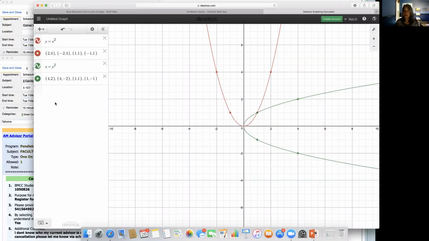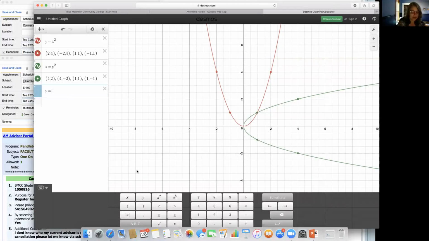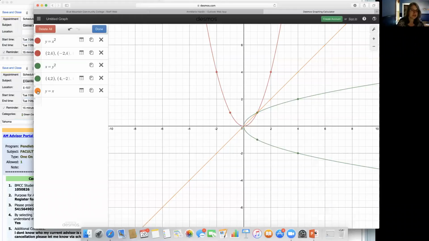And what do we see? Well, we see that we get a sideways parabola, and that's what we got. So if I put in the line y equals x, we can see that these two curves are mirrored across this line.